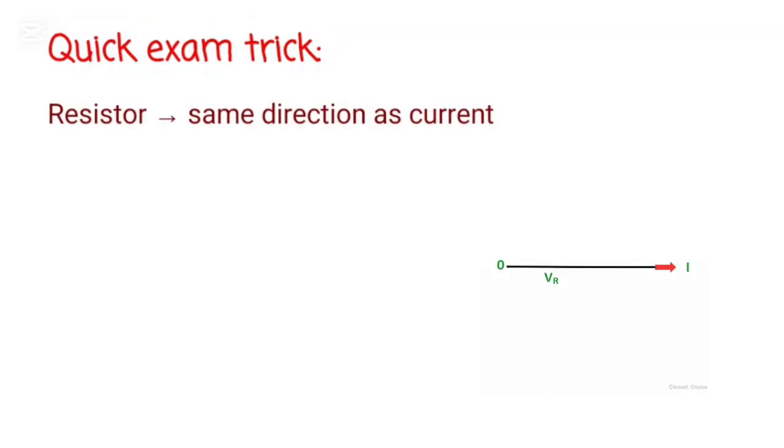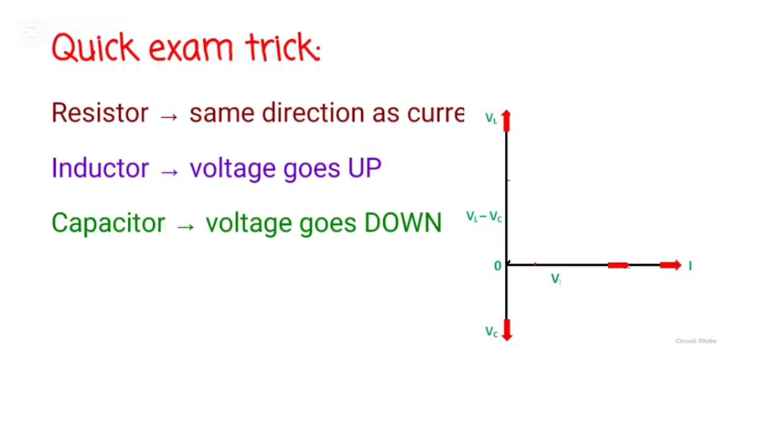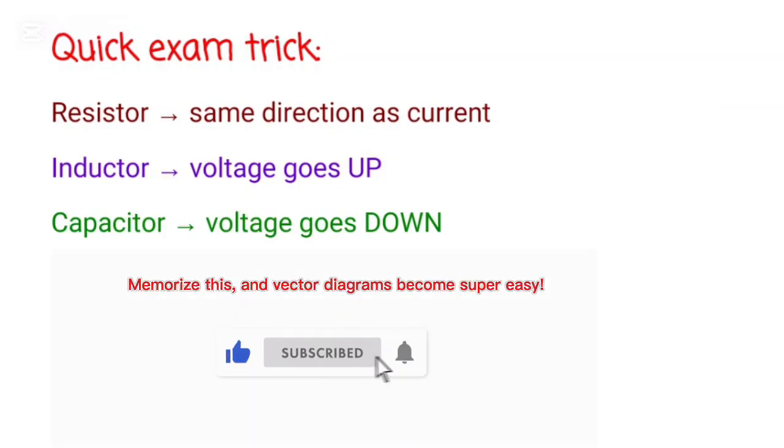Quick exam trick. Resistor, same direction as current. Inductor, voltage goes up. Capacitor, voltage goes down. Memorize this and vector diagrams become super easy.